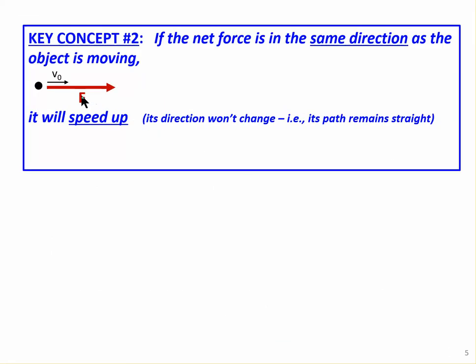Now let's go to the second key concept. Suppose I have an object, there's the particle, and it's moving initially with some velocity v0 to the right. And then I apply a force F to it in the same direction that it's moving. So the object's initially moving to the right, and I'm pushing on it to the right. What's going to happen? The object will speed up. It's still going to move to the right, but it's going to go faster and faster and faster. So when you push on an object in the same direction that it's already moving, it simply speeds up.